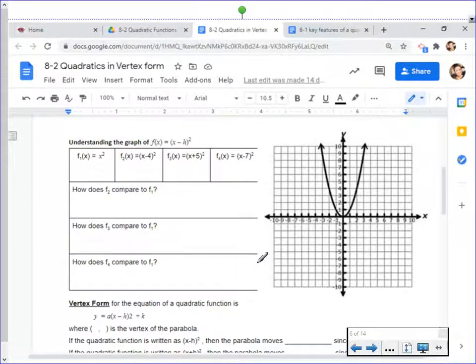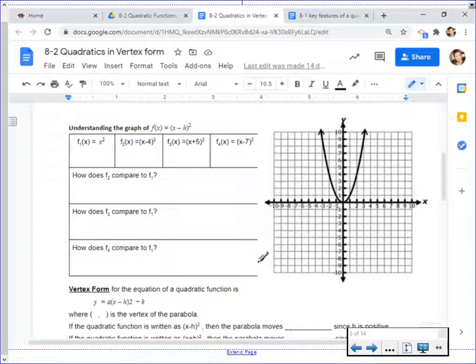Okay, the next one. They give you this other form. They're all in parentheses. This changes things when it's written in parentheses. It's not going to shift it up or down. This is where it's going to change left and right, and you have to pay really close attention here because it's kind of opposite of what you would think would happen.